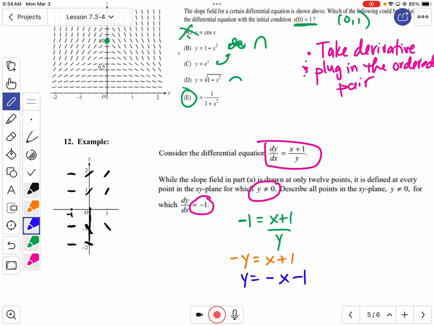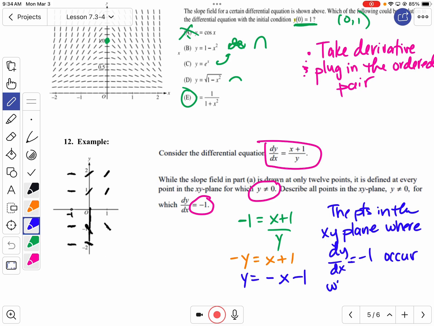So we would say the points in the xy plane where dy dx equals -1 occur when y is not equal to 0 and y is equal to -x minus 1. So we just plug in whatever they want the derivative to be and solve for y. It's the easiest way. That way you don't miss any points.